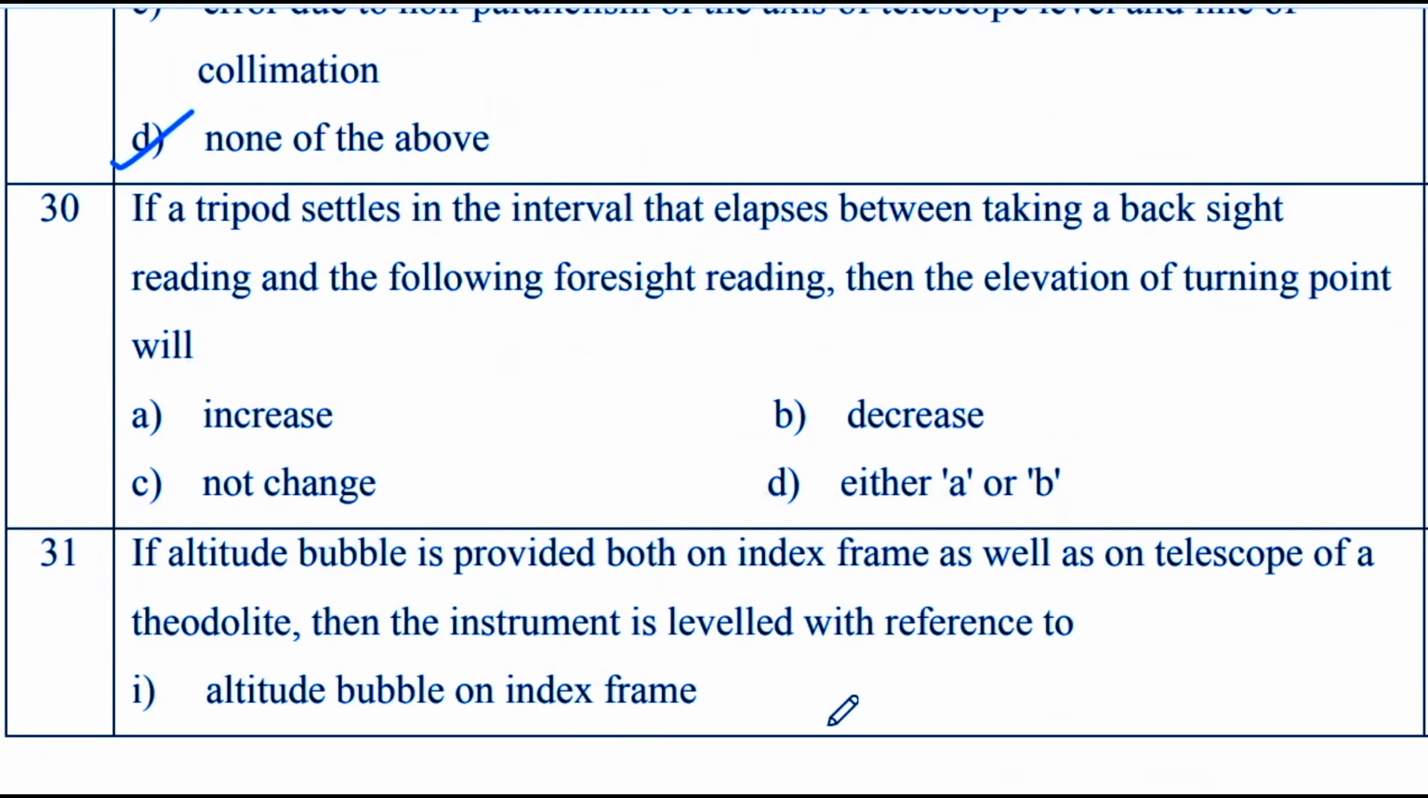If the tripod settles in the interval that elapses between taking a back sight reading and the following foresight reading, then the elevation of the turning point will be increased.